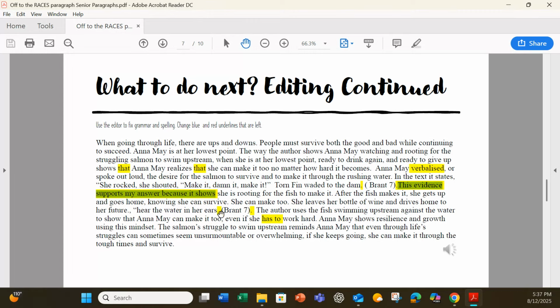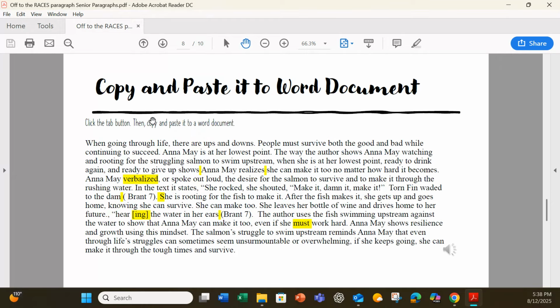Okay? Again, I changed this period here. I left it outside the citation. Notice here that I have "has to" highlighted. I did that because the grammar checker said, hey, there's a better word you can use, a stronger word. So I might put that in there. Okay, so let's go ahead and see what that looks like.